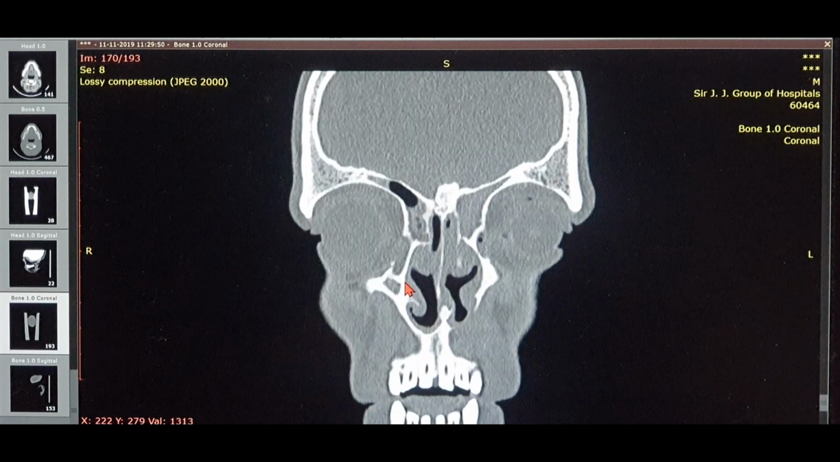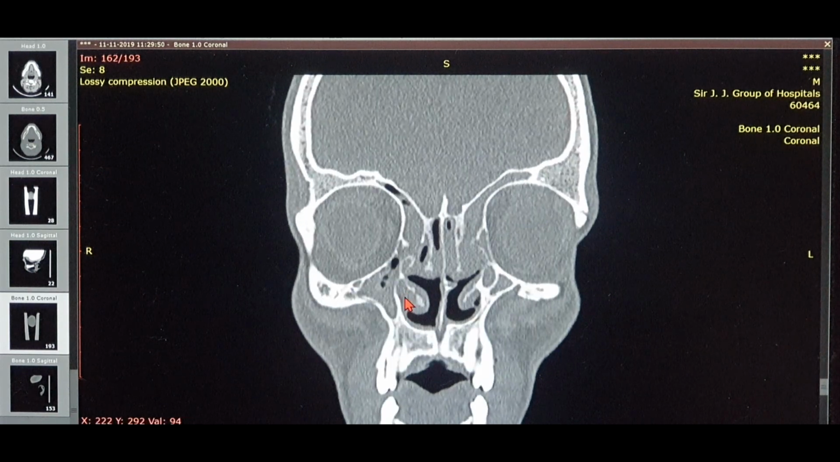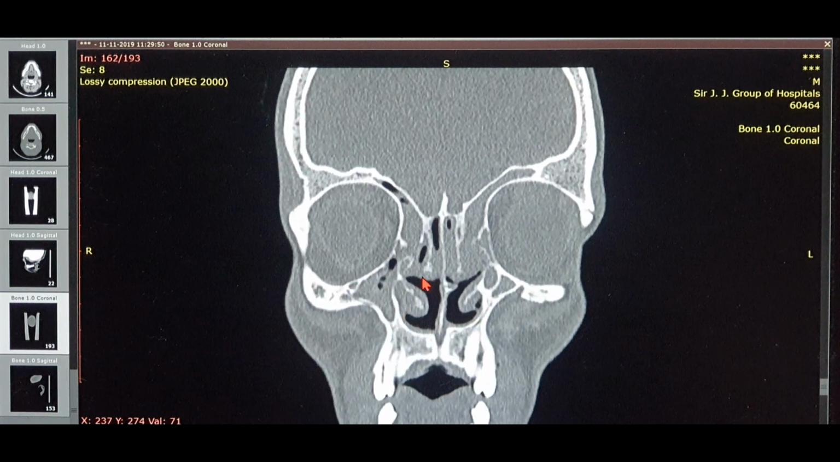I'll show it to you one more time. That's the lacrimal sac. That's the nasolacrimal duct. You can see it's coming down, and there it goes into the inferior meatus. So that is how you identify the nasolacrimal duct.